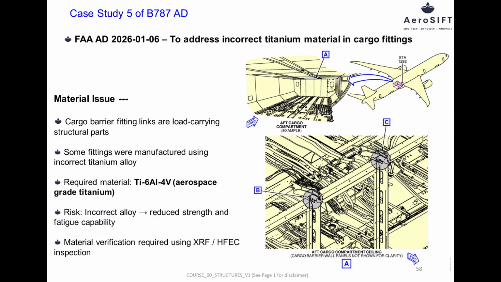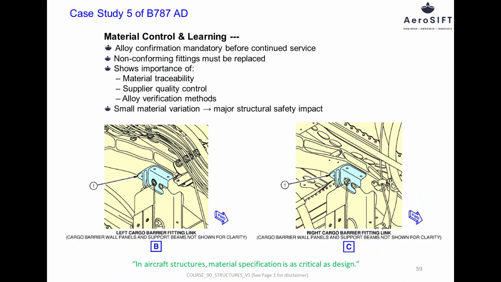To address this unsafe condition, the AD required inspection and material verification using approved methods such as XRF or HFEC to confirm the alloy type and replace any non-conforming parts. This case study clearly shows that in aircraft structures, material specification is as critical as design and dimensions. Even a small variation in alloy composition can significantly affect strength, fatigue life, and structural reliability.